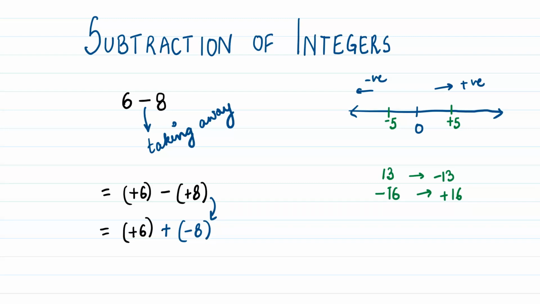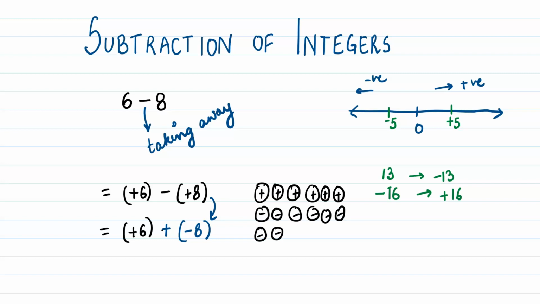So let's see, we have 6 positives. You can think of it like this in your mind also. You need not draw these chips every time. And we have 8 negatives. So how many 0 pairs do we have? Yes, we have 6 0 pairs. So the answer is negative 2. Let's take the next question.